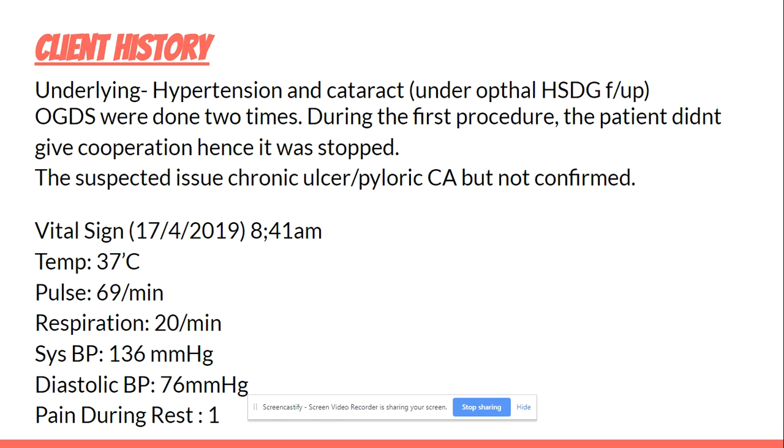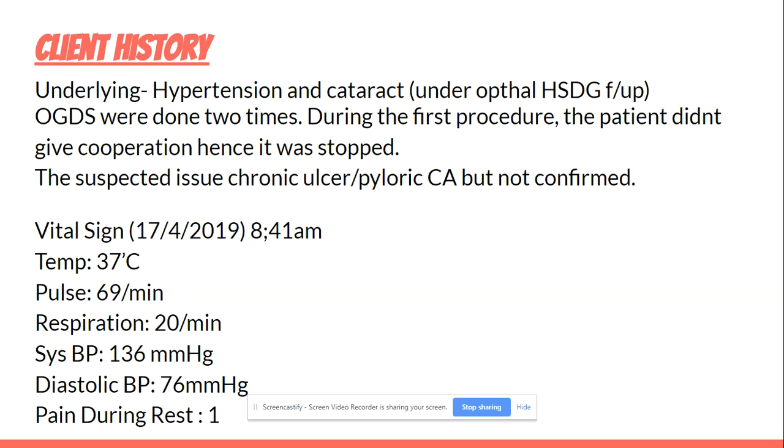So regarding the client history itself, the patient has underlying diseases, which are hypertension and cataract, and is still under follow-up with the ophthalmology department in Hospital Sedang. The patient also already had two scope procedures, where during the first procedure the patient didn't cooperate and the procedure was stopped. So actually the patient has a suspected chronic ulcer and pyloric cancer, but it is not confirmed. From this client history, we will see more about the drug regime later on.